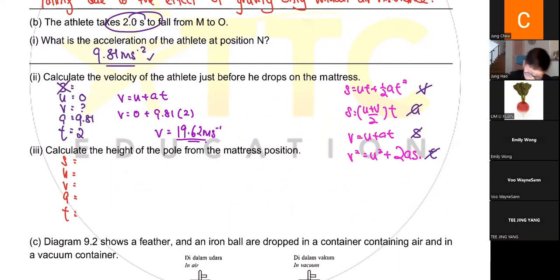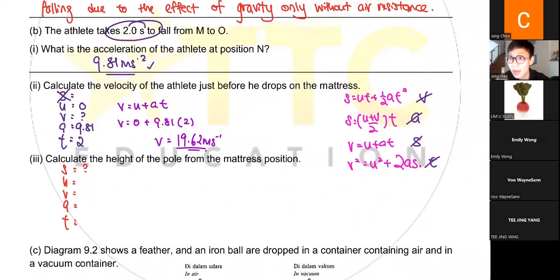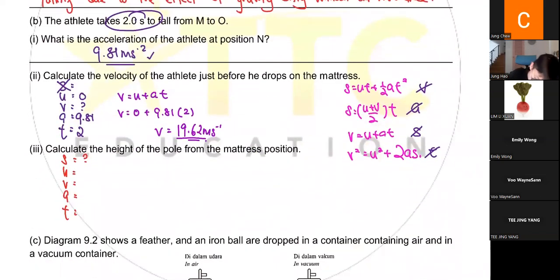So what's my SUVAT method here? The height I want to find is the displacement, guys. Remember, S stands for displacement. Initial velocity is 0. Final velocity I calculated already, 19.62. Acceleration is 9.81, time is 2 seconds. You see, I've got all the information, I've got SUVAT. So which formula do you think I should use?